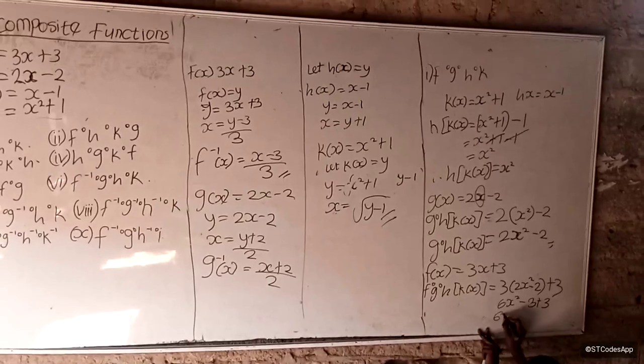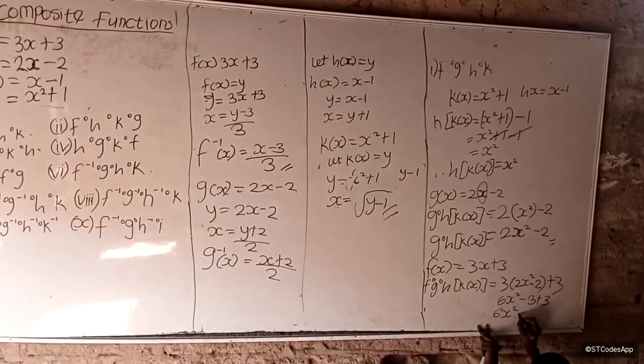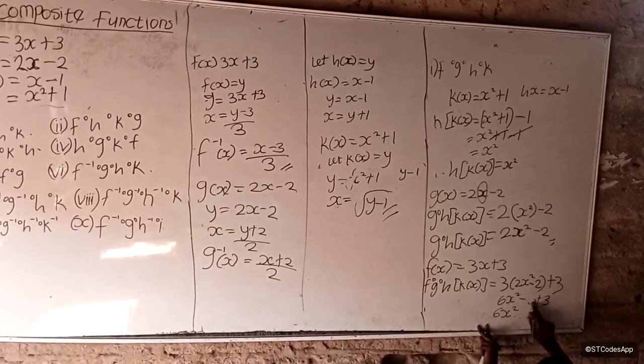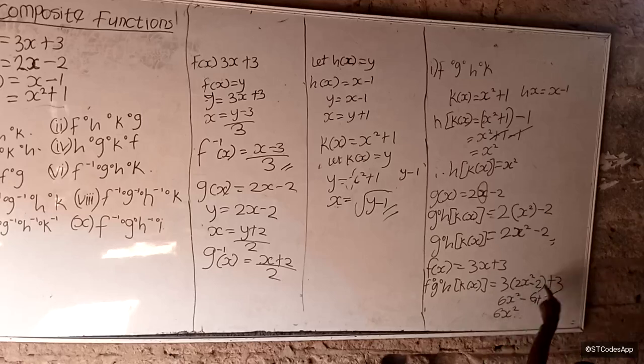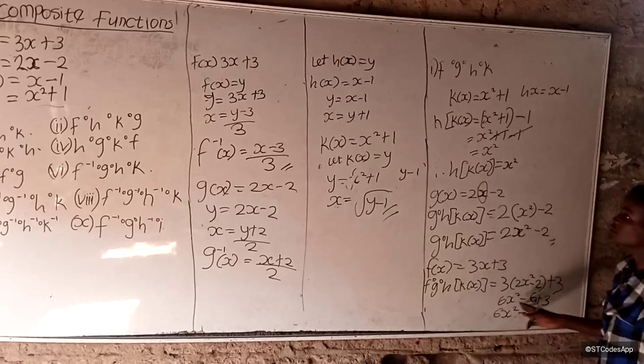Solving further, we have 6x squared minus 6 here, because 3 will multiply minus 2 to give us minus 6. We have 6x squared minus 3, and that's our final answer.